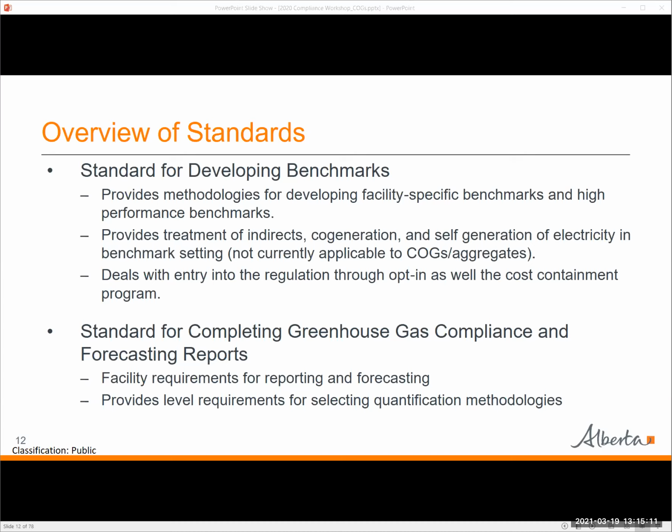It also deals with entry into the regulation through opt-in, as well as the cost containment program. The second of the standards is the standard for completing greenhouse gas compliance and forecasting reports. It outlines facility requirements for reporting and forecasting and provides requirements for selecting quantification methodologies.